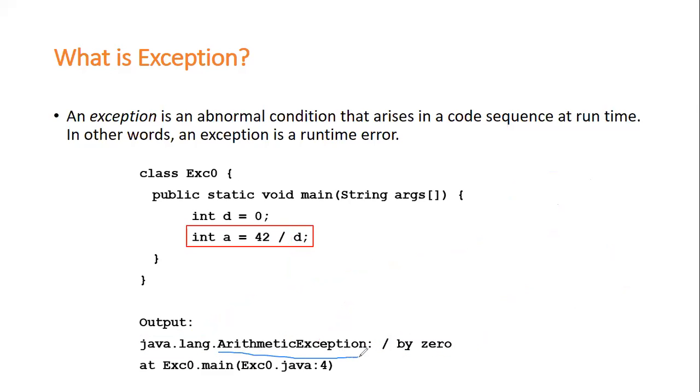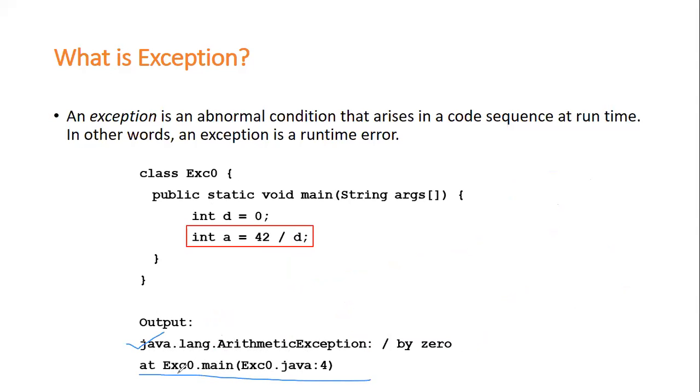So arithmetic exception is the name of the class, and this class is present in a package called java.lang. Therefore, you get java.lang.ArithmeticException, right? Next, you see that the next statement describes where this arithmetic exception has occurred.